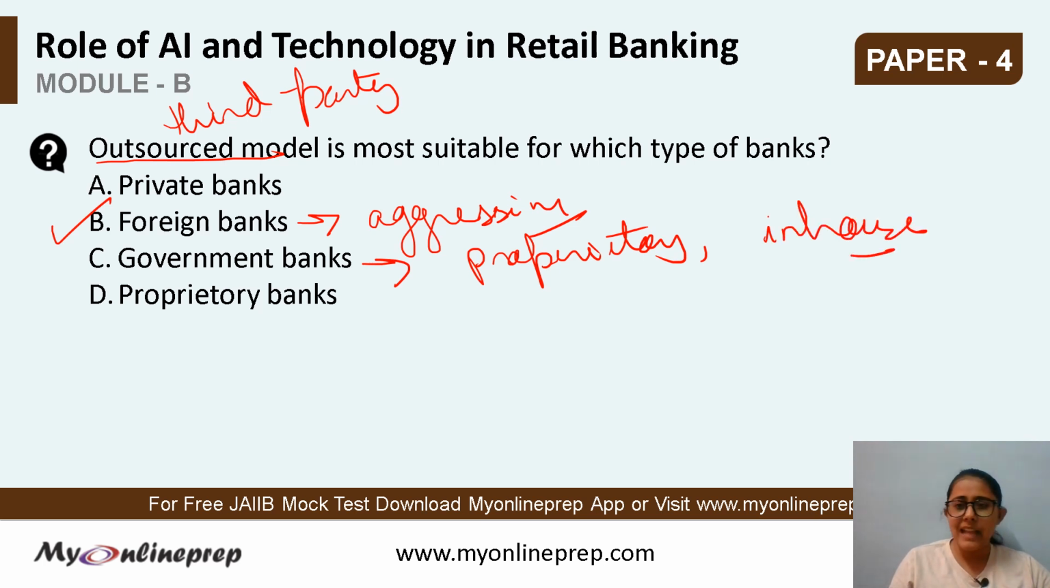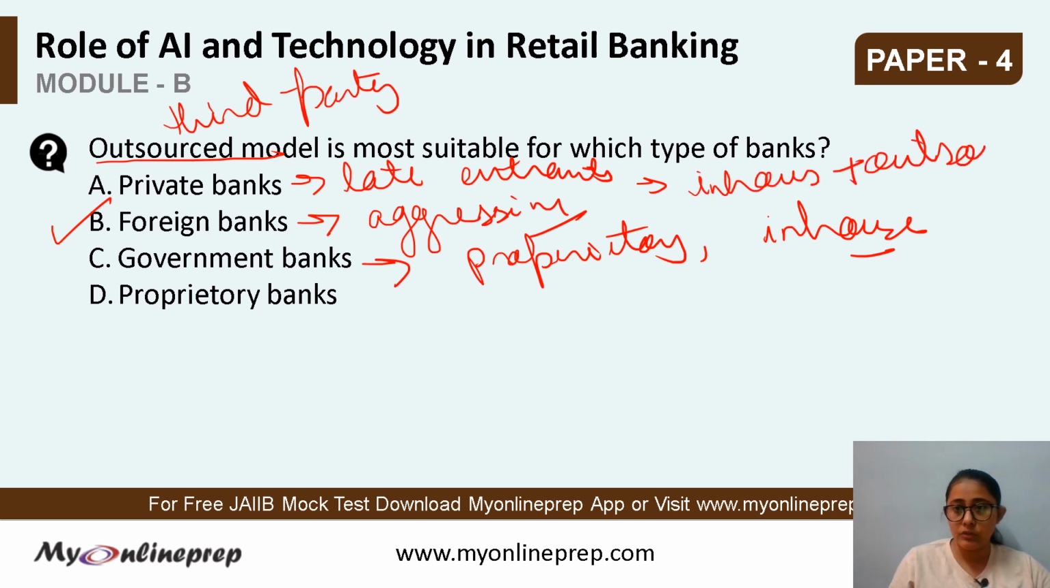Whereas the private banks actually had the advantage because they were the late entrants. The private sector banks were the late entrants, so they also got the advantage of the experience of all the other banks, plus they had the advantage of the available technology, so they could use the available technology in-house plus outsource also. So they could use their own technology or outsource the same from the external vendors. But here the outsource model is more suitable for the foreign sector banks.